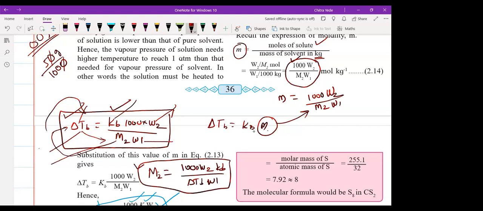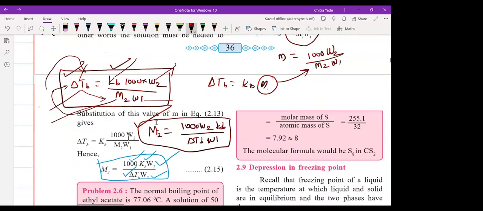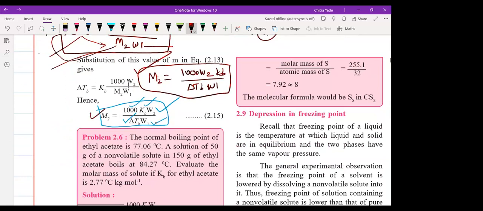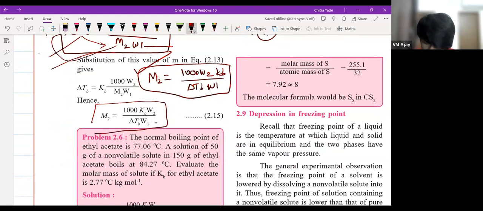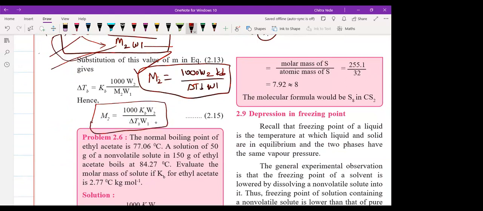Okay, everyone. So on that basis, we are going to solve numericals tomorrow. See here we have the formula: M2 equals 1000 into Kb into W2 divided by delta TB into W1. Okay, everyone? Yes, sir. So I'm giving you that numerical, just put the value there and try to solve. Okay, so we'll meet in the next class tomorrow. Okay. Yes, sir.